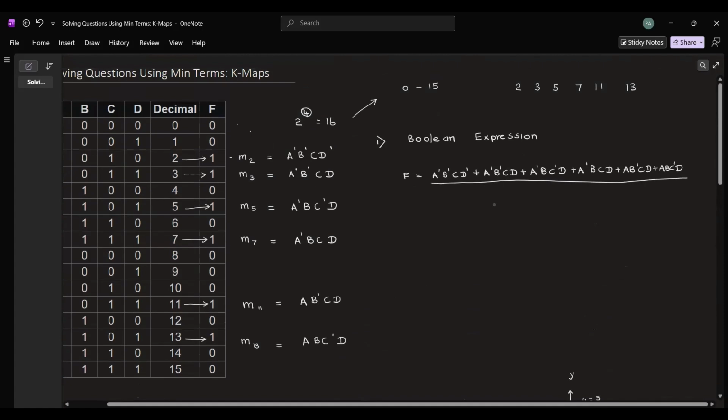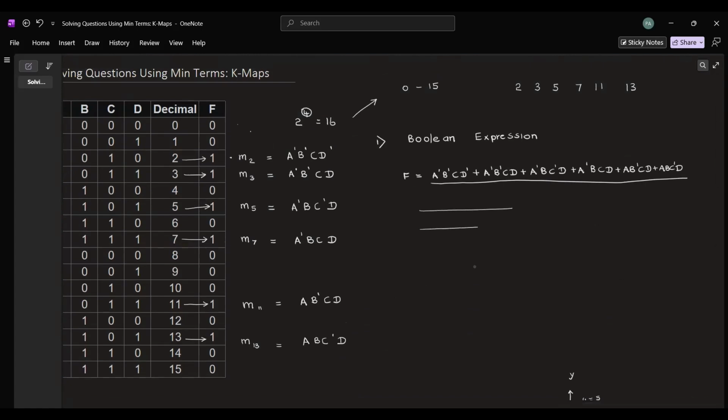So that's what we are going to do. So we have 4 rows and 4 columns. So let me draw that first. Let me draw the K map. So we have 1, 2, 3, and 4. Now we can name the directions as AB and then CD.